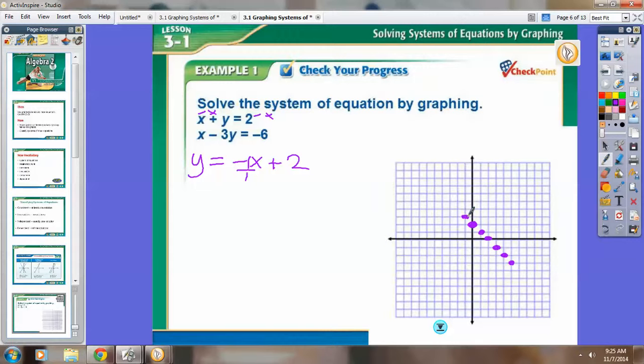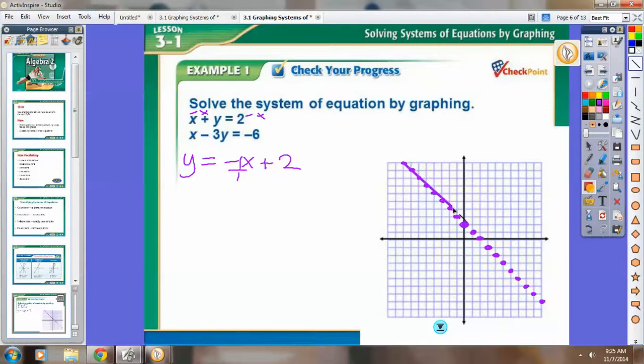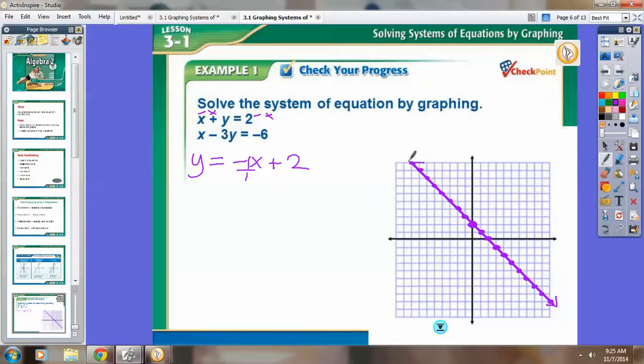Now I am going to go up 1 and left 1 also. I'm going to extend my slope as far as I can in either direction. And I do that so that I'm going to get an exact graph. I can figure out exactly where these lines intersect. If I'm off just a little bit, that's when I throw everything off. Take your straight edge if you haven't already done so and draw your line through those points. So graph the first equation.